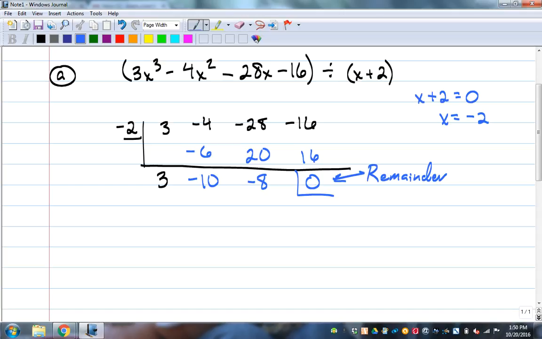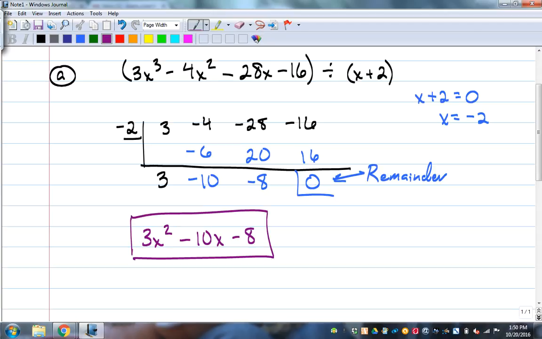Now, here's what the quotient is. This is where our answer comes from. This is what we would have gotten if we did long division. We would have gotten 3x squared minus 10x minus 8. Technically plus 0 over x plus 2, but since that's a 0, we don't have a remainder there.